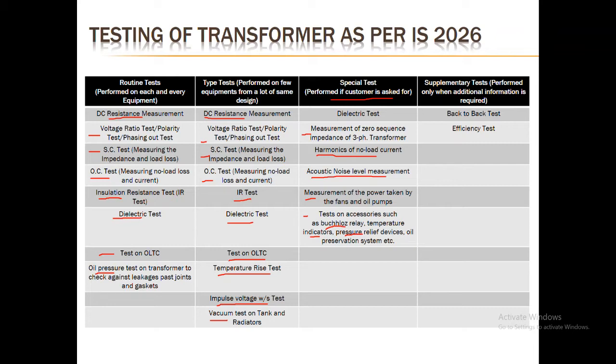Supplementary test. It is normally performed only when additional information is required, like the back to back test and the efficiency test. If the customer needs additional information like the voltage regulation and the efficiency, then the testing engineer has to conduct either the back to back test or the efficiency test.